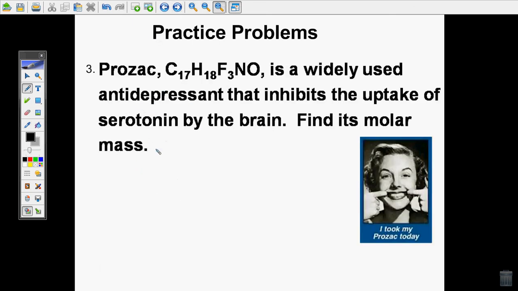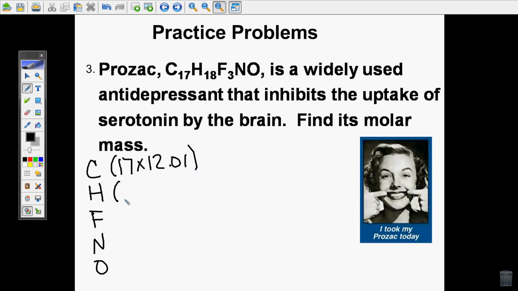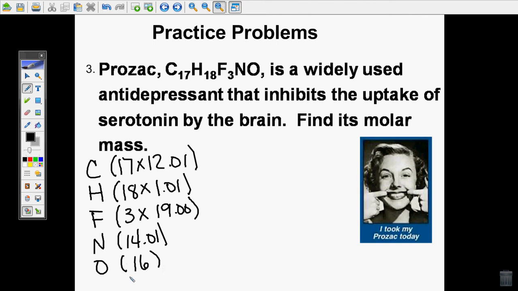We want to find the molar mass of Prozac. Well, I have carbon, hydrogen, fluorine, nitrogen, and oxygen. I have 17 carbon. Each has a weight of 12.01. I have 18 hydrogen. Molar mass of hydrogen is 1.01. I have 3 fluorine, and the molar mass of fluorine is 19. I have 1 nitrogen, and I have 1 oxygen. And when I total all that up, I should get 309 grams per mole.